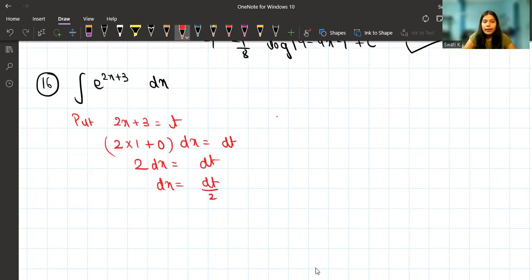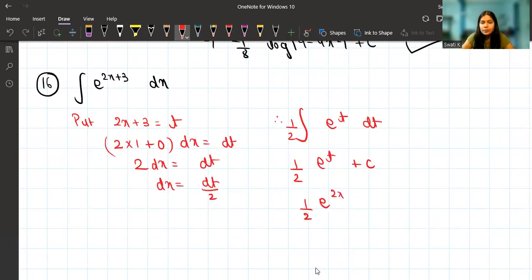Therefore, my integration will become e raised to t, dx will become dt upon 2, and the 1 upon 2 I can write outside. Now, the integration of the exponential function is the same function, so it is simply e raised to t again, plus c. So what is the answer? 1 upon 2 e raised to t, where t is 2x plus 3, so 1 upon 2 e raised to 2x plus 3, plus c. That's your answer. Let's move to the next question.